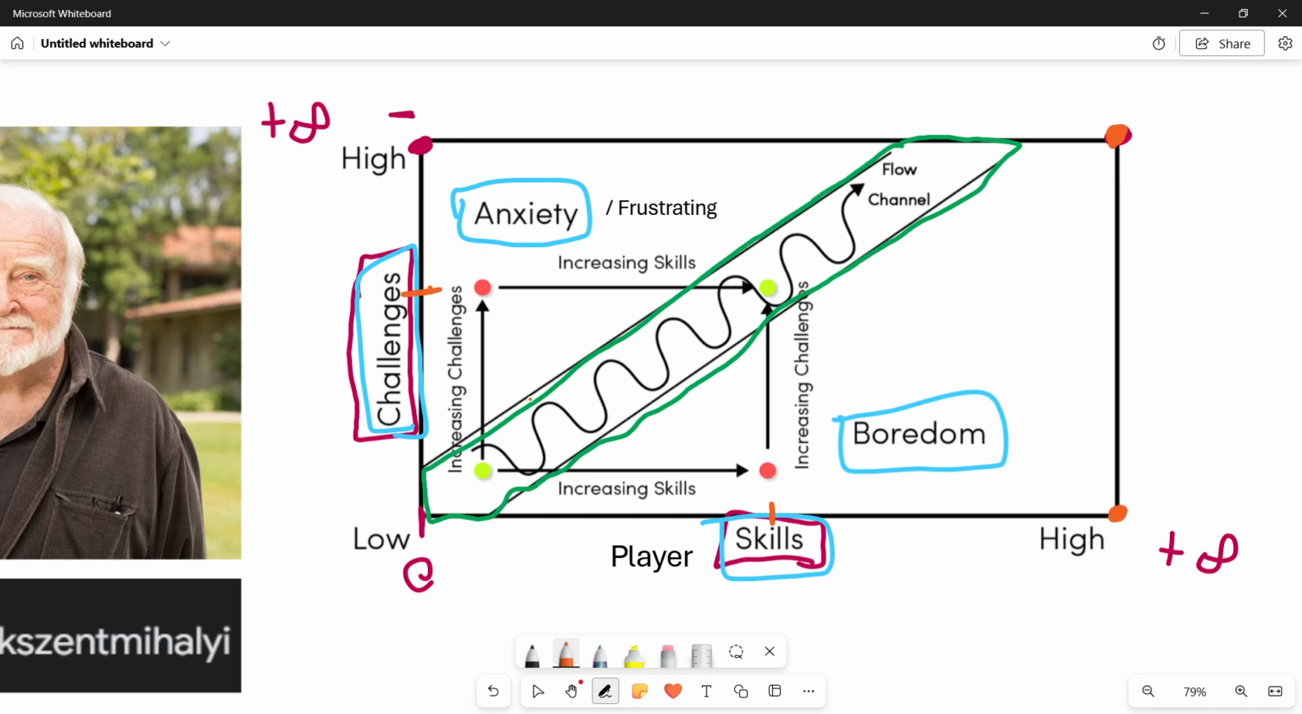The intersection between these 2 points would be this one over here, which, as you can see, falls inside of the flow channel. So in this situation, the player is gonna feel super engaged and in an actual flow state, okay. So this is the sweet spot, for example. Now, in what other situation may we also have flow?